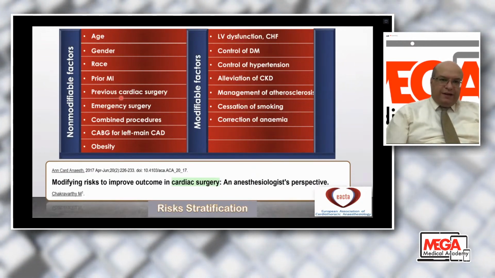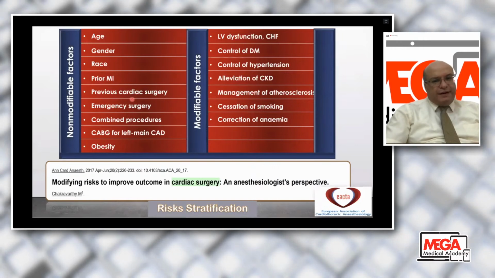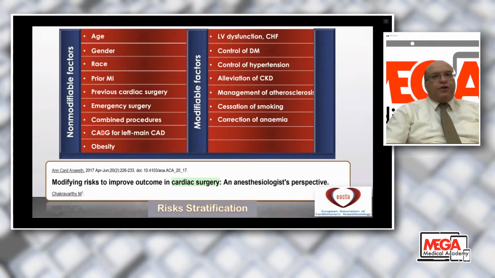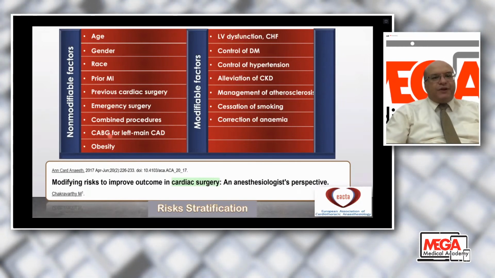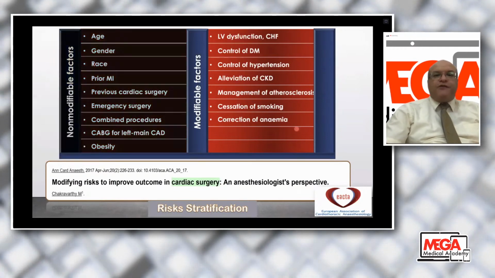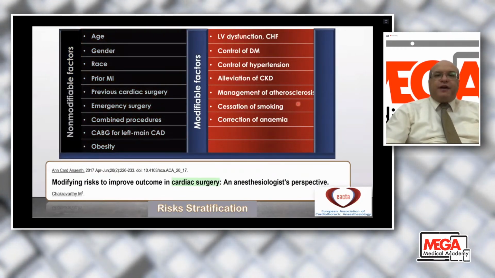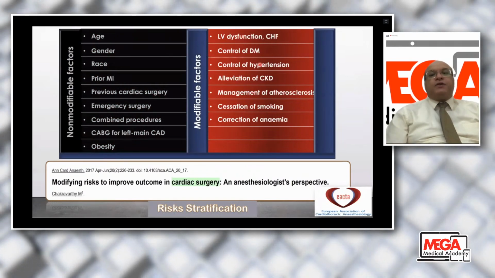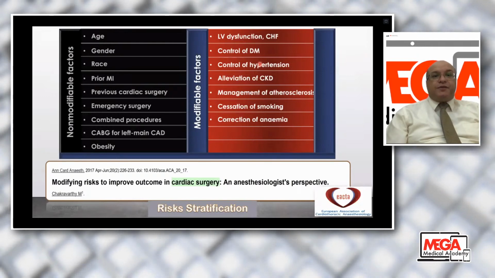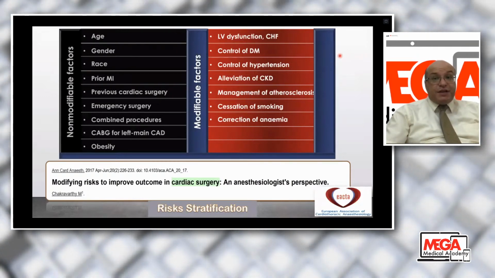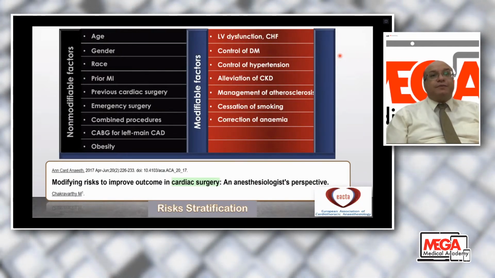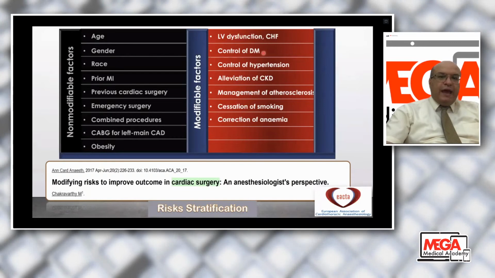raised prior myocardial infarction, previous cardiac surgery, emergency surgery, combined procedures, or coronary artery bypass graft for left main coronary artery disease, obesity, we cannot deal with this. However, we have some modifiable factors here on the right side, like uncontrolled congestive heart failure. You have to consider using diuretics, ACE inhibitors, and beta blockers before surgery, to optimize the cardiac function as much as we can.